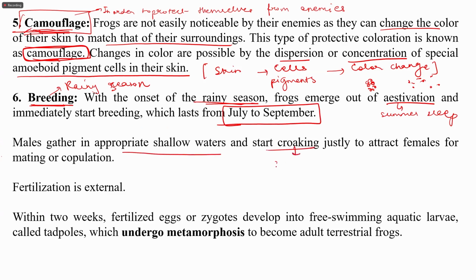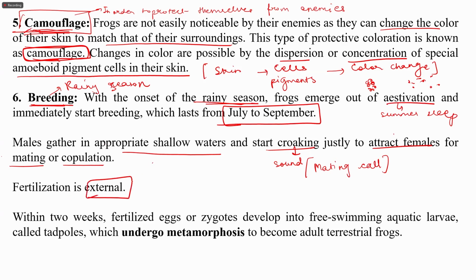We know croaking is the sound produced loudly by the males to attract the females. It is the mating call, just to attract the females for mating or copulation.